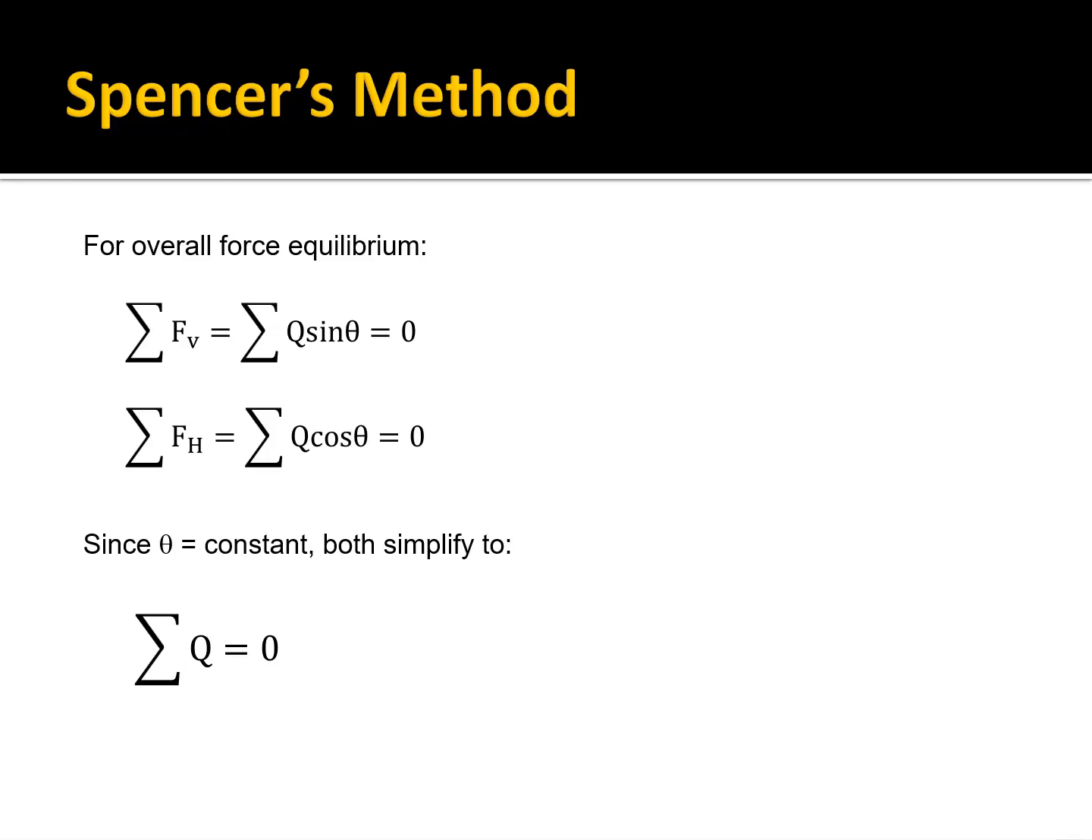And then for overall force equilibrium, again just dealing with this resultant force Q, we get the sum of Q sine alpha minus theta equals 0. And then for the horizontal direction, the sum of Q cosine alpha minus theta equals 0. But since theta is a constant, it's the same for every slice, and so you can bring it outside the summation. And once you do that, you can divide both sides by sine of theta. And down here, you can bring cosine theta outside the summation and then divide both sides by cosine theta. And so both of these equations just simplify to the sum of Q is equal to 0.